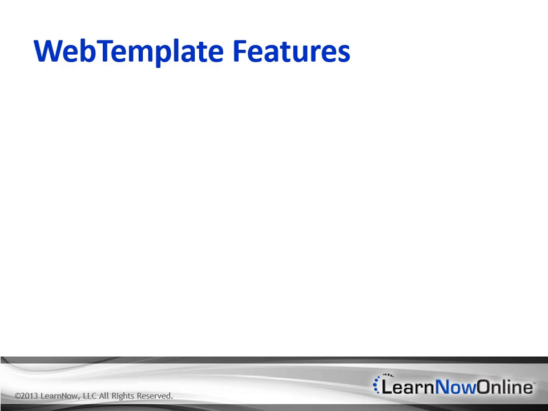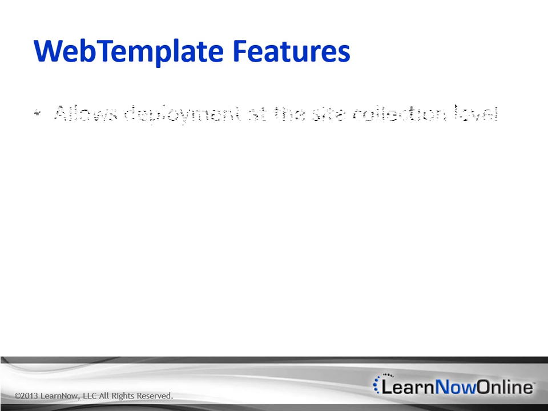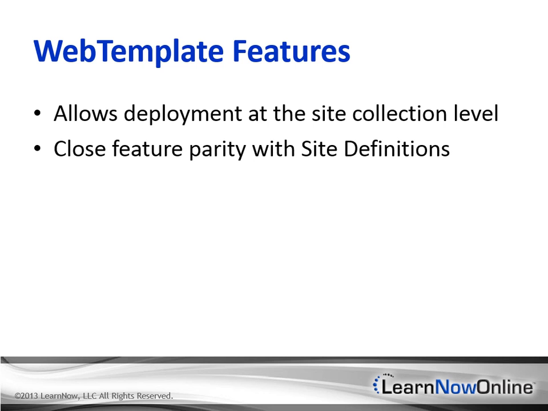Okay, in this section we're going to talk about web template features. These are different from what we've been doing before with the site definitions because those require a farm solution. These web templates actually get deployed via a feature, so it allows deployment at the site collection level. This is actually a good thing because, especially if you're working with SharePoint Online and Office 365, that's the only thing you're allowed to deploy is things at the site collection level.